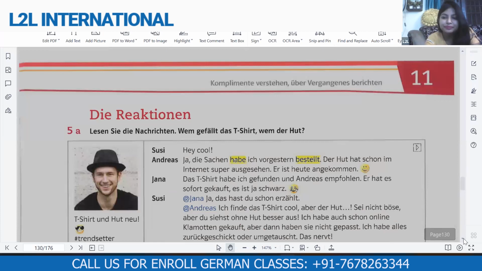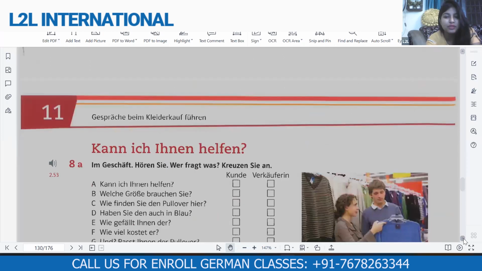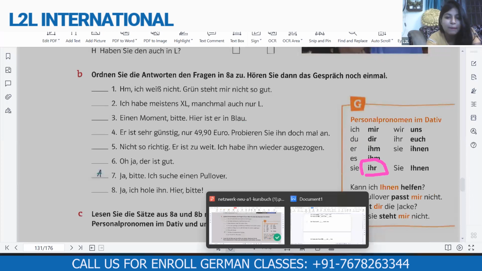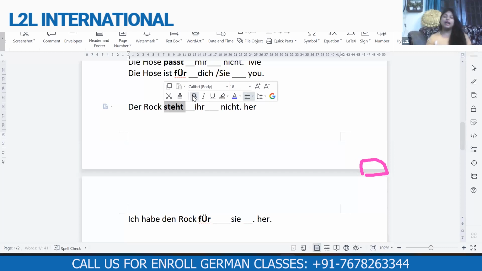Remember, it's ihr. So first things first, you can see here, the dative pronoun for her is ihr. So the answer would go here as: der Rock passt ihr. If it is dative, this sentence takes dative because of the verb stehen, which is called a dative verb in German.